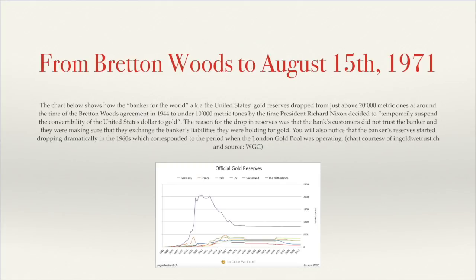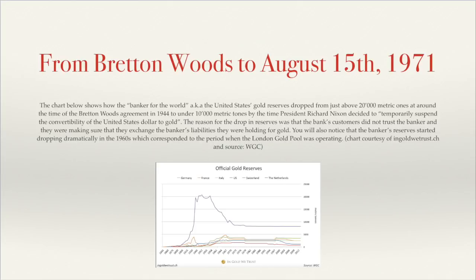The reason for the drop in reserves was that the bank's customers, the other countries like Germany, France, Britain, Japan, Switzerland, did not trust the banker, and they were making sure that they exchanged the banker's liabilities that they were holding for gold. You will also notice that the banker's reserves started dropping dramatically in the 1960s, which corresponded to the period when the London Gold Pool was operating.